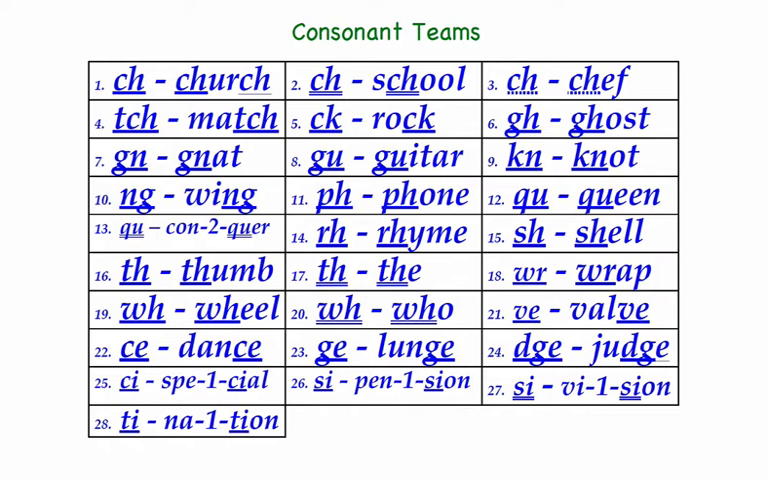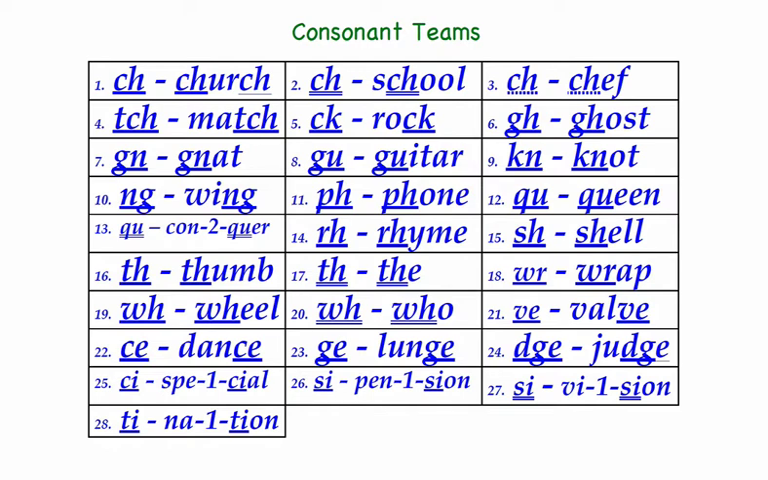RH represents the sound r, as in rhyme. SH represents the sound sh, as in shell. TH has two sounds. The primary sound is th, as in thumb. The second sound TH represents is th, as in the. WR represents the sound r, as in rap. And WR must be used at the beginning of a root word only. WH represents the sound w, as in wheel.